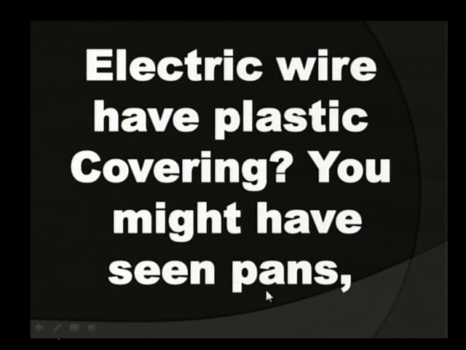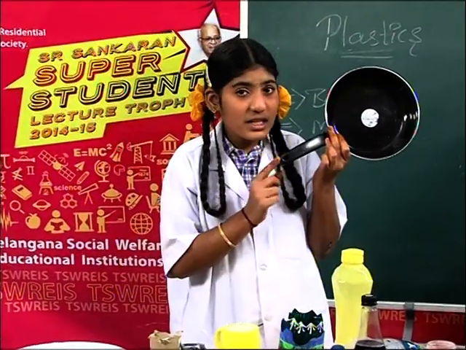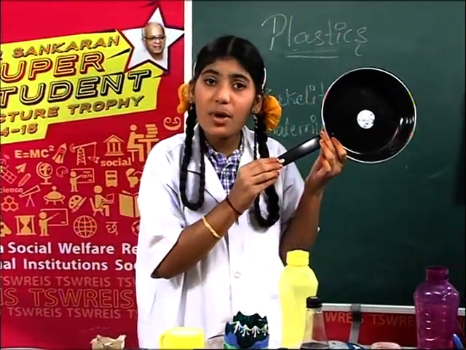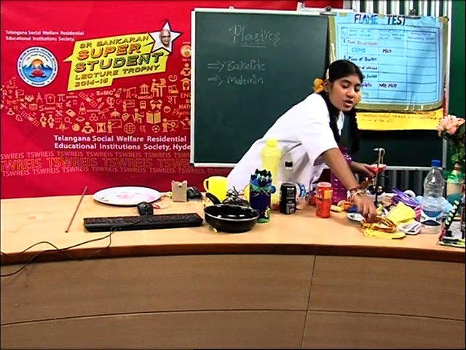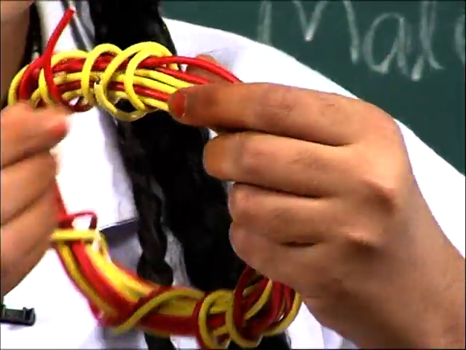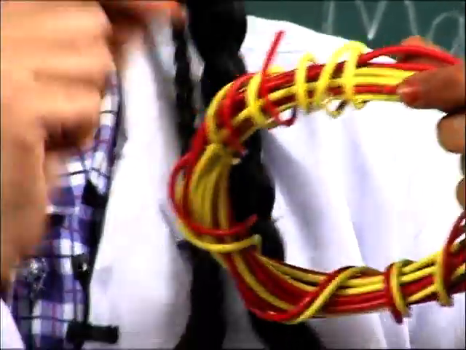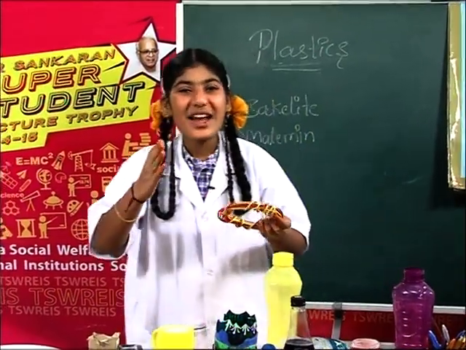You might have seen pans, pressure cooker handles and screwdrivers. Why are they made up of plastic, friends? So observe this, friends. Here is a pan. Yes, the handle of the pan is made up of plastics. Electric wires are covered with plastics. Why, friends? So friends, look at the screen.